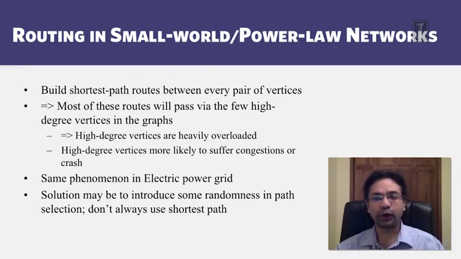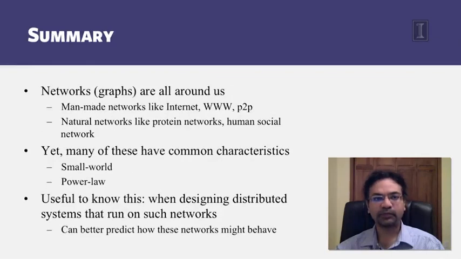So in the internet, one of the solutions to this is to add some amount of randomness in the path selection. You don't always prefer the shortest path, but you take some hops in your path that are random hops, and this avoids going through the high degree vertices with some probability, and so the load on the high degree vertices reduces, they're less congested, and they have a lower chance of crashing.